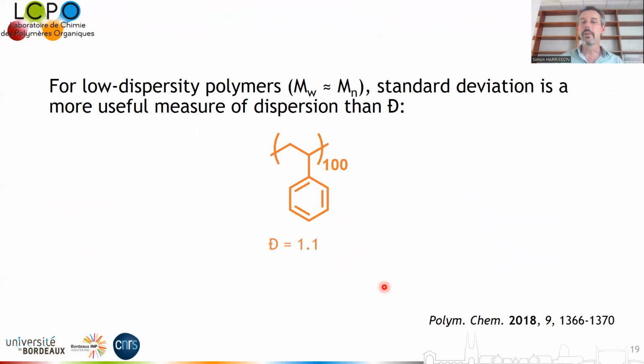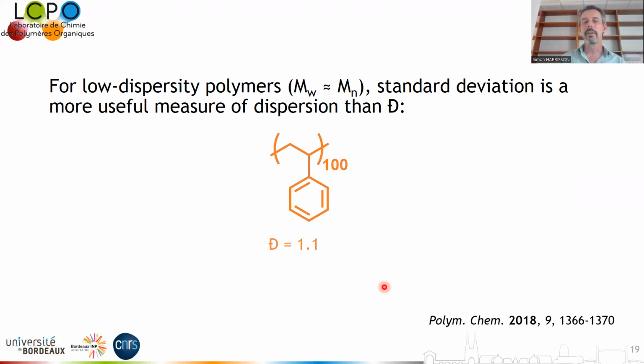So this is why I would suggest that at least when we're talking about low dispersity polymers, where the weight average molecular weight is of the same order of magnitude as the number average molecular weight, standard deviation is probably a more useful, more intuitive measure of dispersion than dispersity.